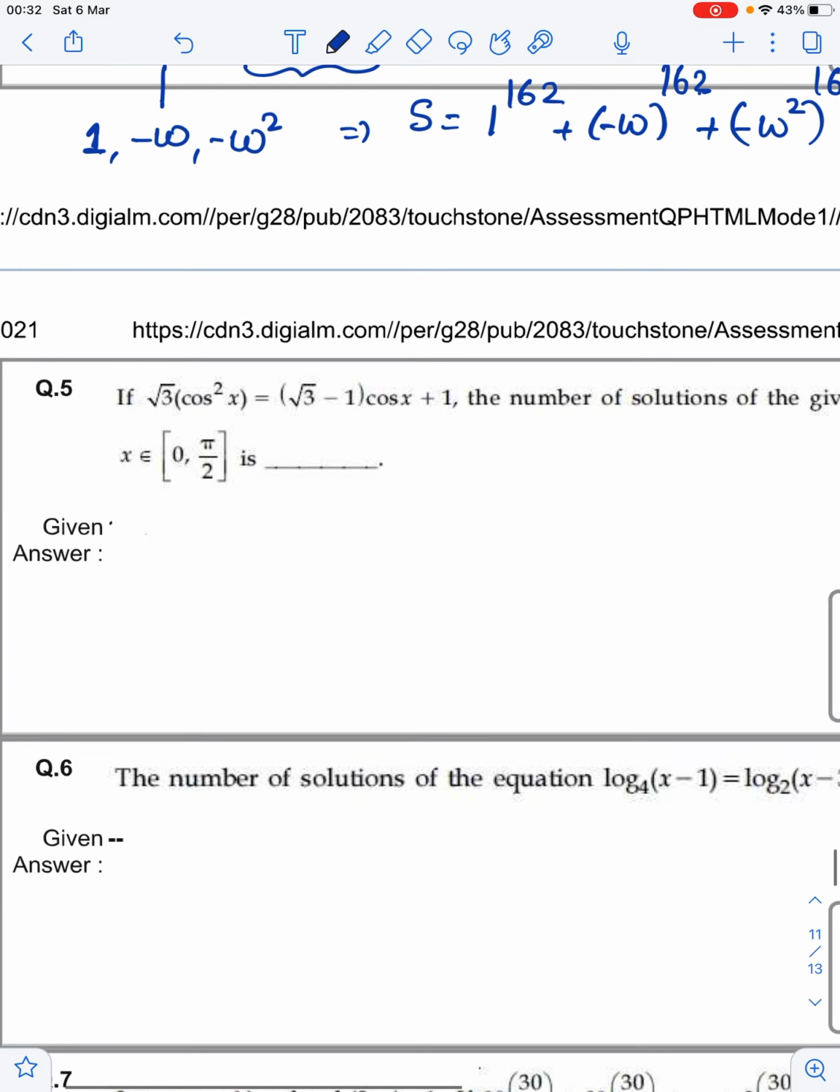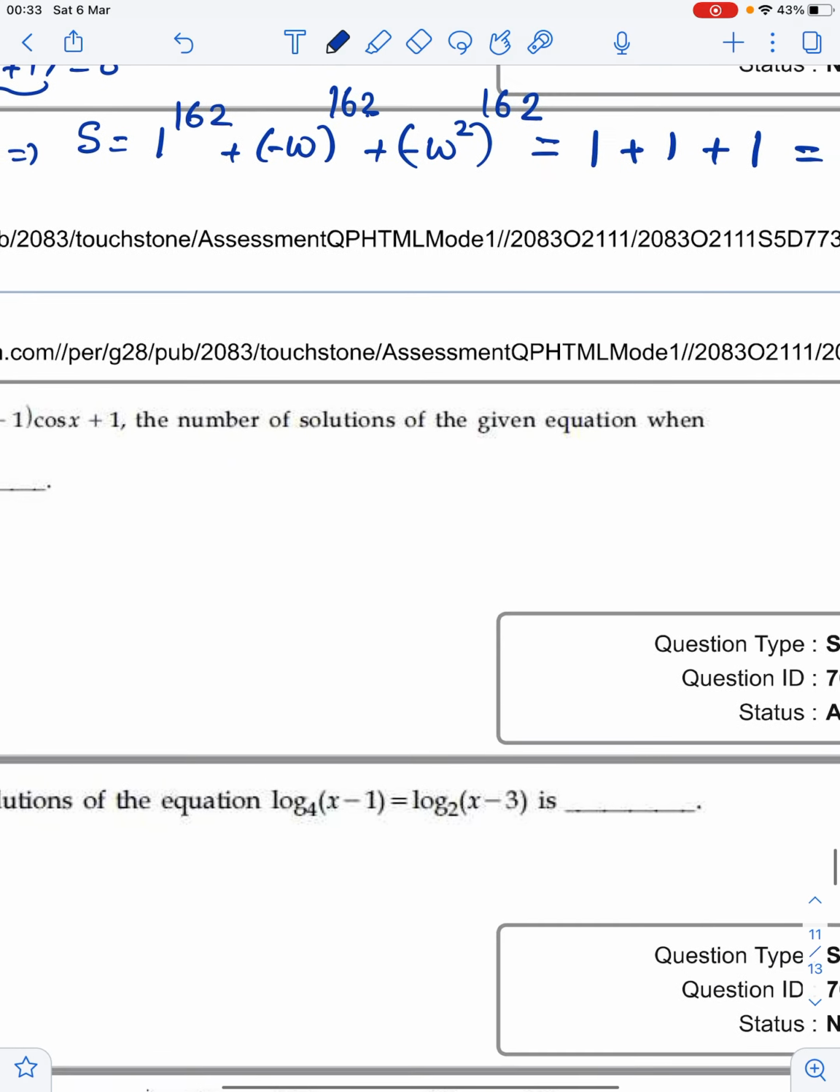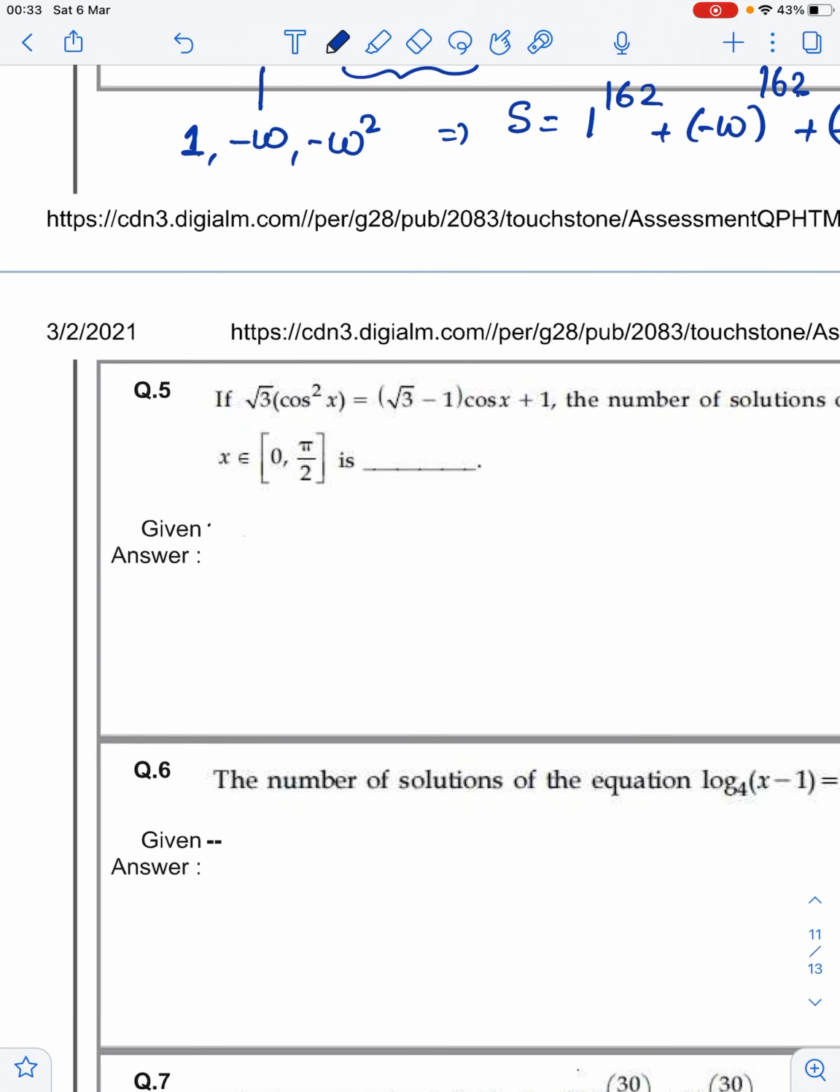Question number 5. Root 3 cos square x is equal to root 3 minus 1 cos x plus 1. We have to find the number of solutions in 0 to pi by 2.